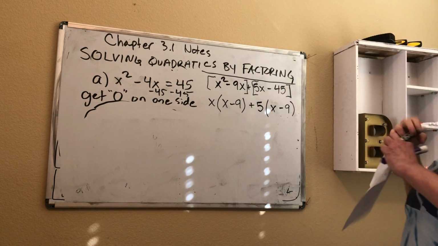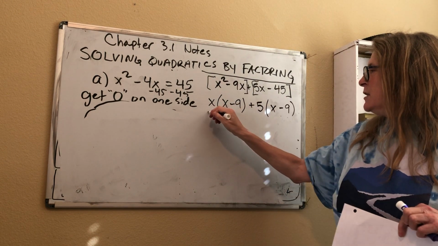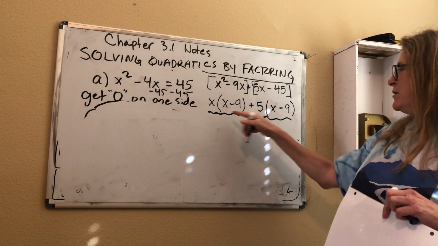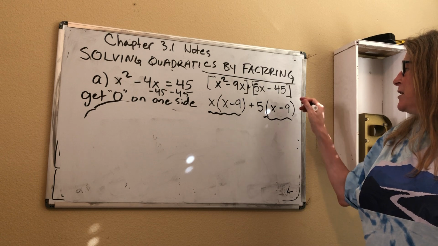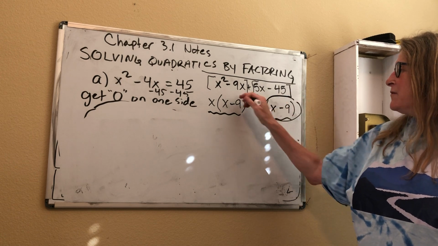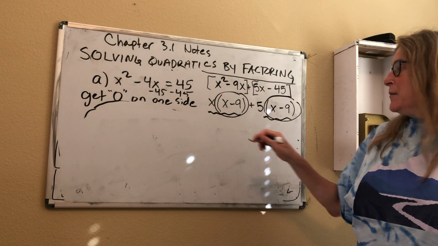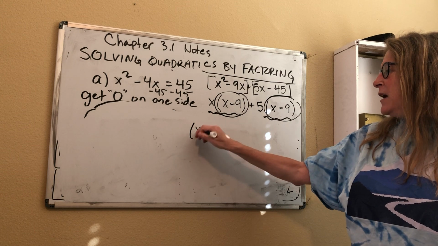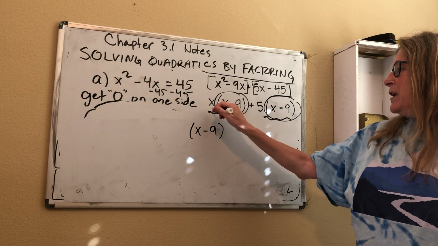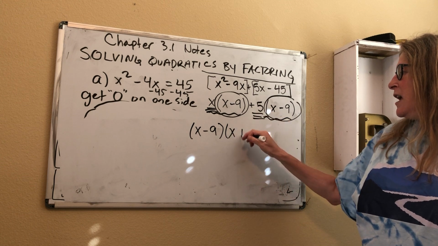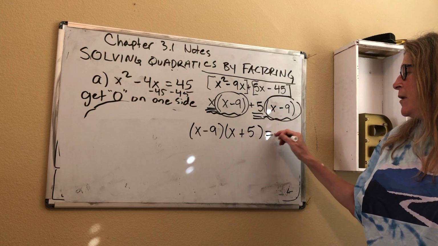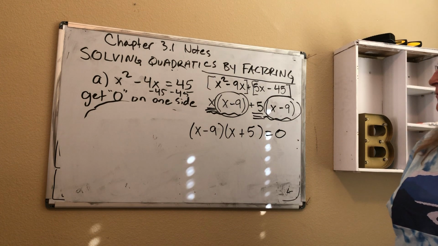So what I'm going to do at this point is I have two sets of greatest common factor problems, and I notice that x minus 9 is common to them. So I'm going to factor out the x minus 9, and then I'll be left with x plus 5. And remember, that's all equal to 0.